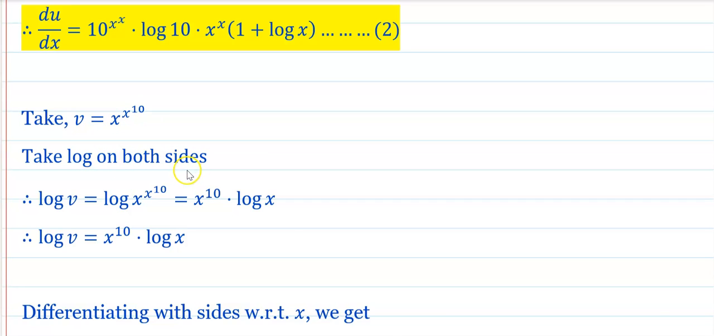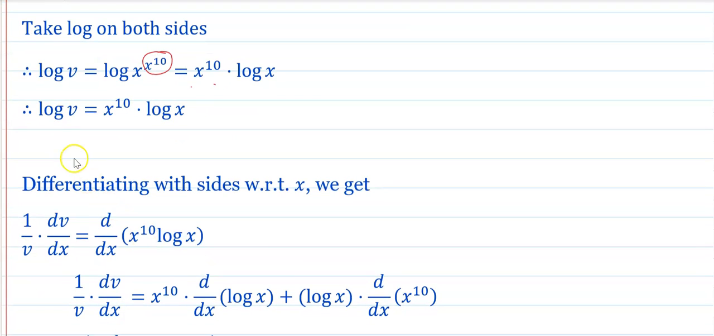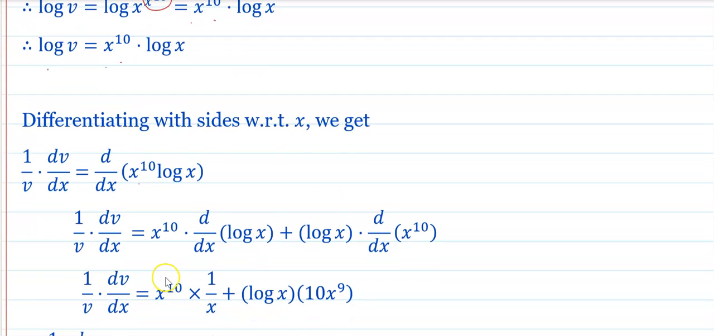Take log on both sides. Then you will get log of v is equals to log of x raised to 10. Means what? The exponent comes in front: x raised to 10 into log x. Log of v is equals to x raised to 10 into log x. Now differentiating on both sides, the derivative of log of v is 1 upon v dv by dx, is equals to ddx of x raised to 10 into log x.